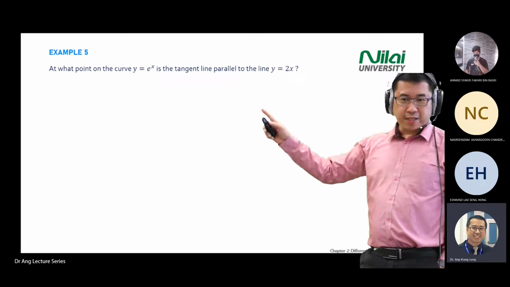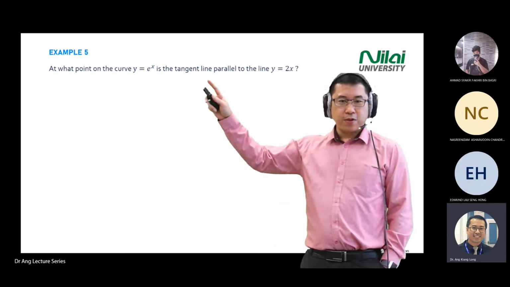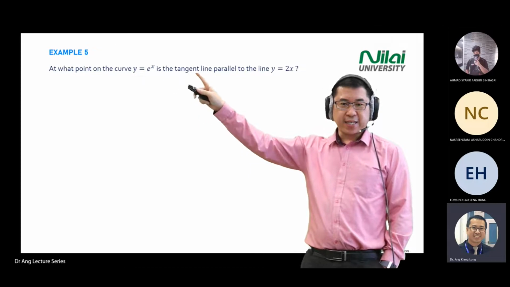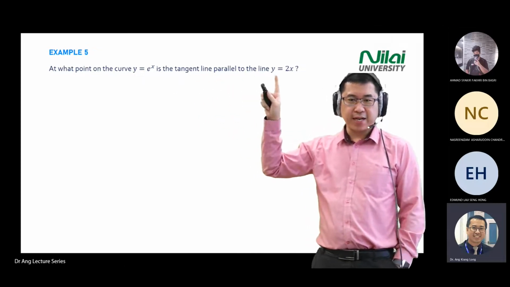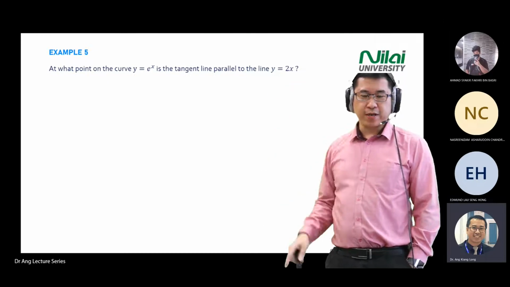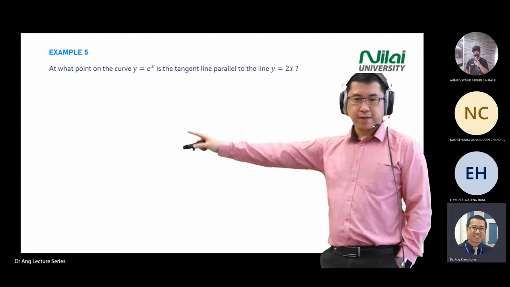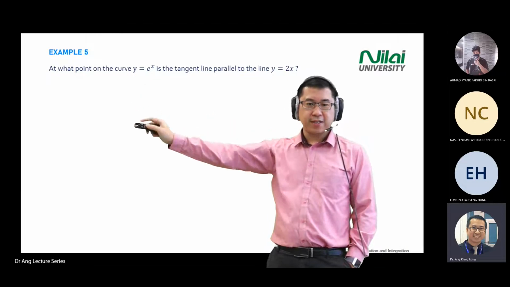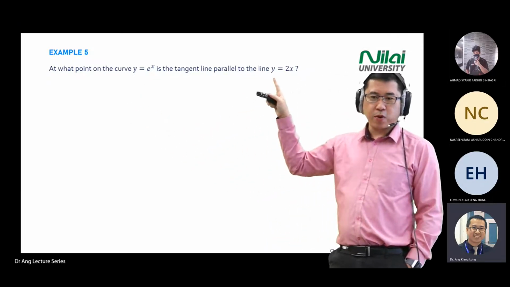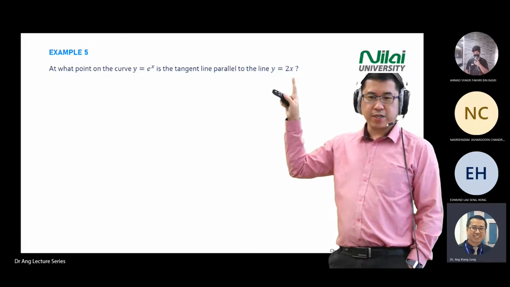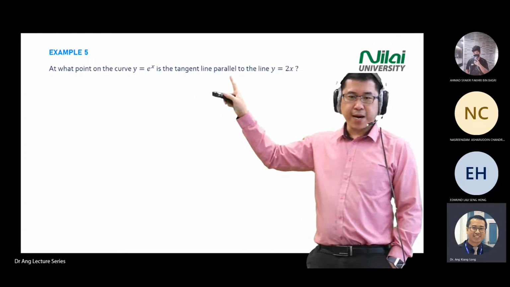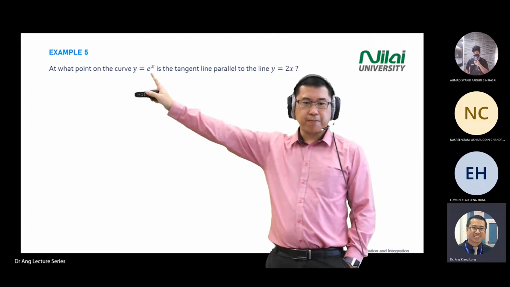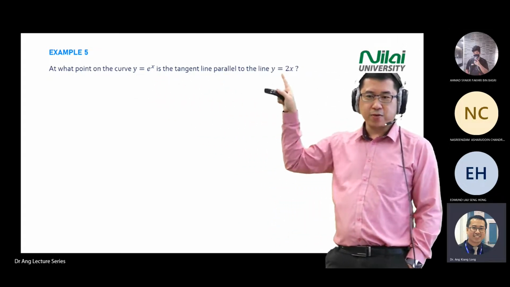Okay, let's go for the example. At what position on the curve y equals e^x is the tangent line parallel to the line y equals 2x? You have two equations here. You have the curve e^x, and you have one more line y equals 2x. This is a linear equation, and it says you have a parallel, which means the gradient is the same. The slope of this one is the same as this one.